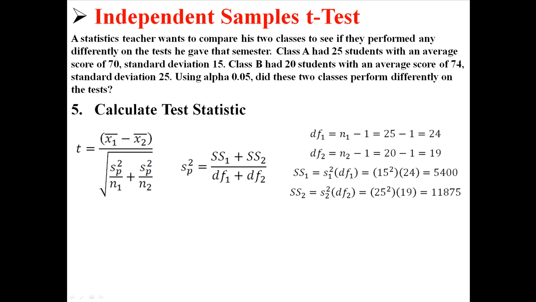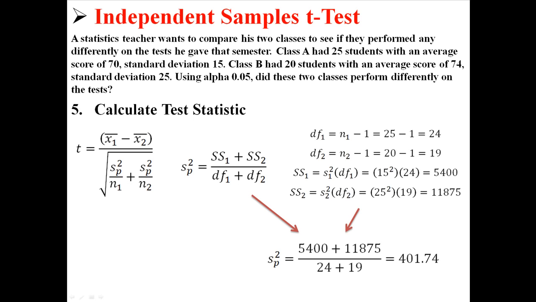So now that we have those 4 numbers, I can just plug them in right there and find out what the pooled variance is. The pooled variance in this case is 401.74.